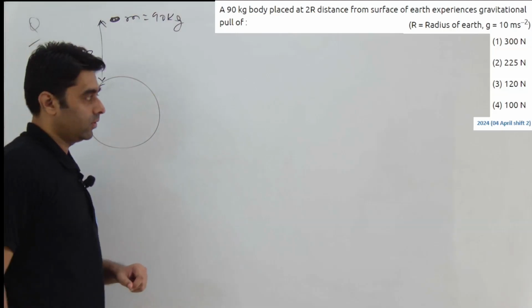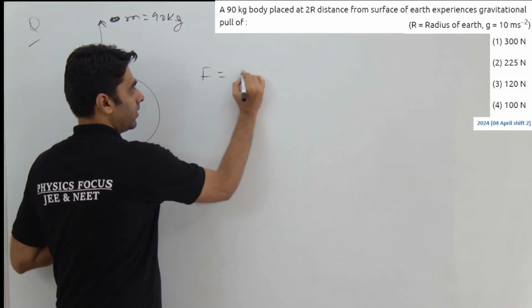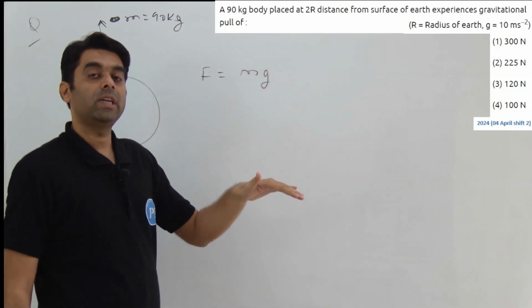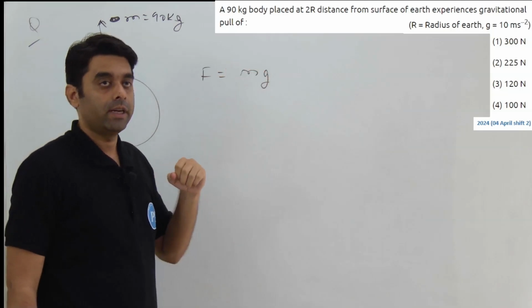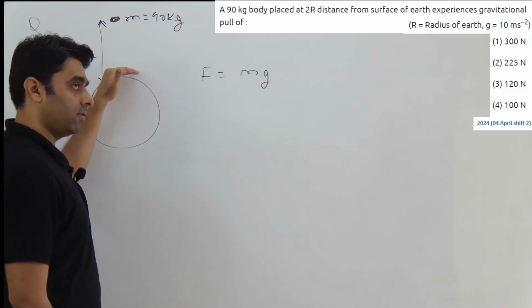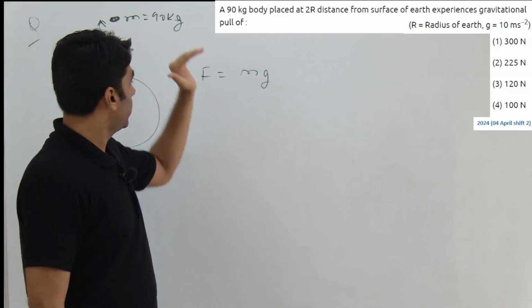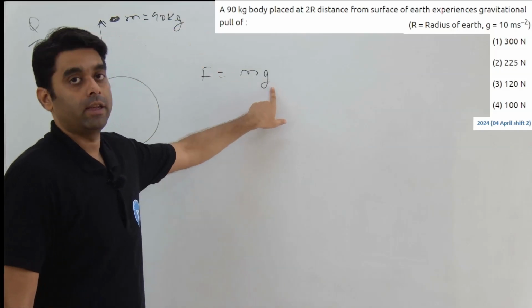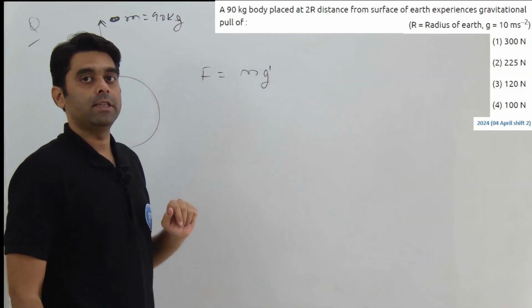How to do this? What do we write? Gravitational pull in terms of masses we can write as m into g. Now g over here, as we know, varies with height and varies with depth. If it is on the surface, g value will be 9.81 or 10. And if we take it to a height of h, your g value will vary. So over there, let's say that at a height of 2R, g is g dash.